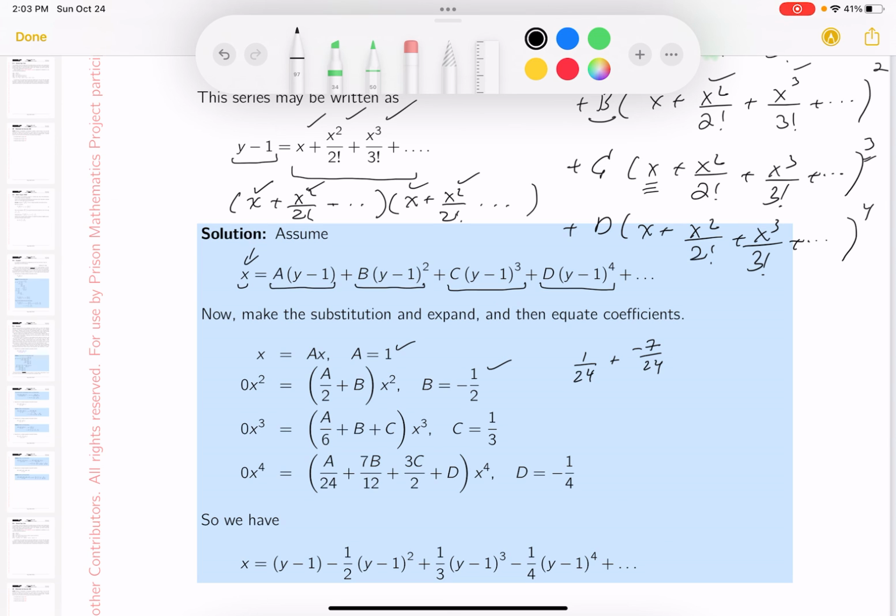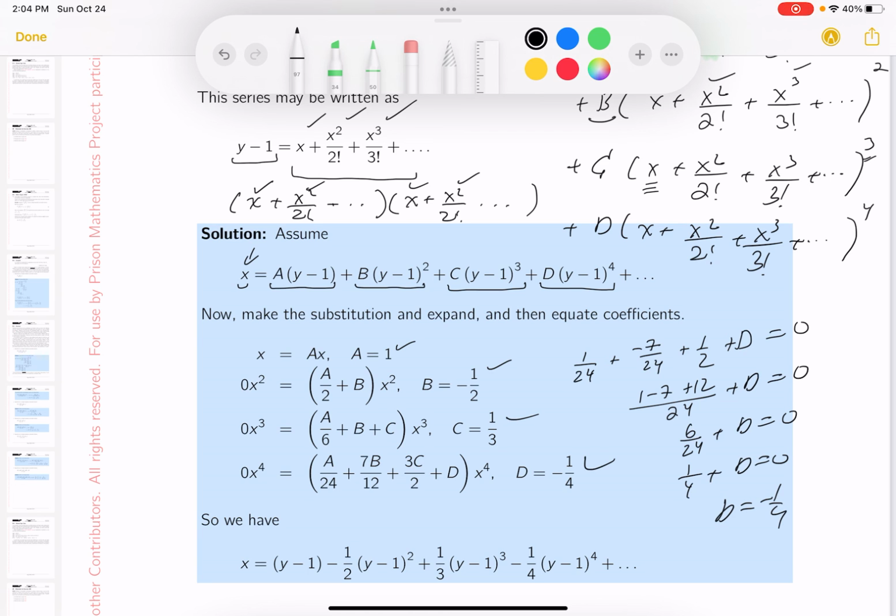The C is a third, so this will be a half, plus D, and that better be equal to 0. So 24 is a common denominator. 1 minus 7, and that's going to be plus 12, plus D, equals 0. That's 6/24 plus D equals 0. 1/4 plus D equals 0. D equals minus 1/4. All right? So everything is done.